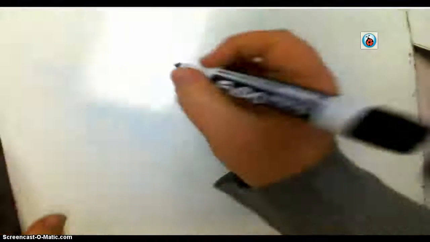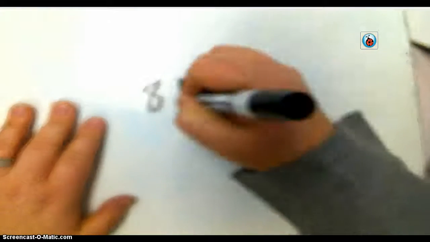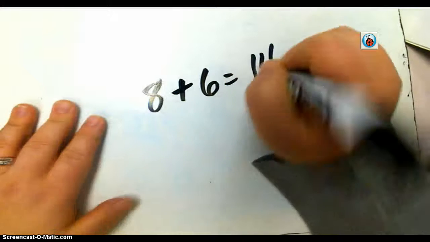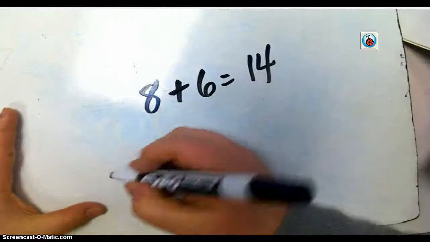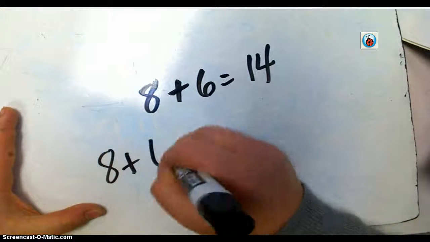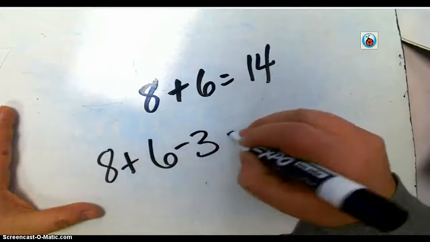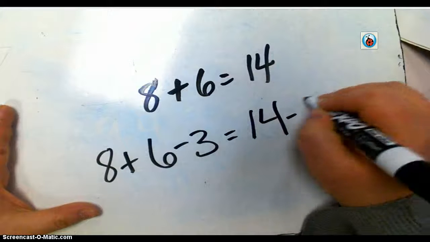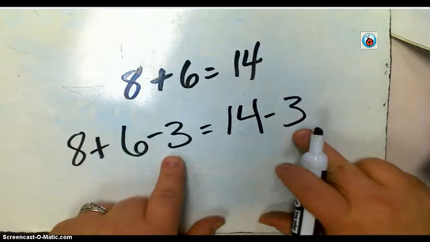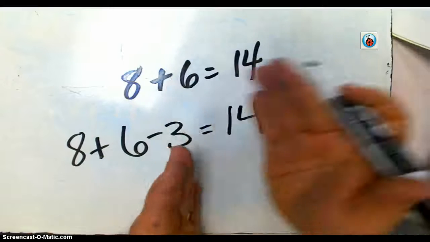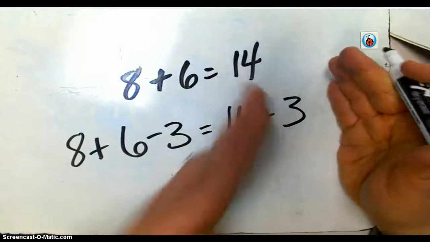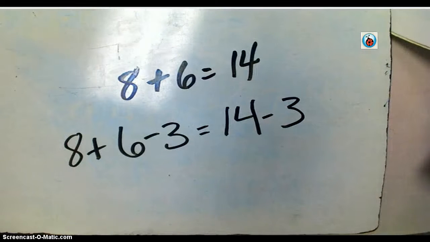The same thing goes with subtraction. If I have something that looks like 8 plus 6 equals 14, okay? I could take that and I can put 8 plus 6 minus 3, as long as over here I put the minus 3. Okay? If I'm going to decide I want to subtract 3 over here now, I better subtract 3 over here. Otherwise, they're not equal. I have to balance the sides. They have to be equal.